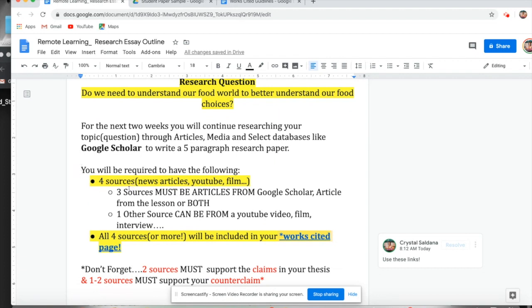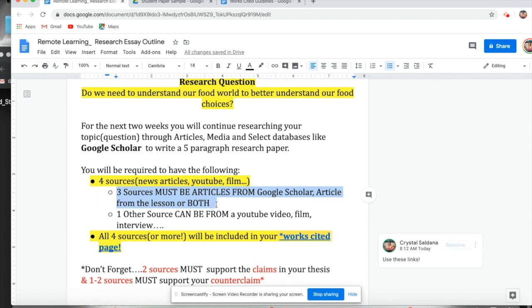The key things are you need 4 sources here. And you can use news articles, maybe even a YouTube film, whatever. I don't care. You can even use more sources, to be honest with you. But 3 of those sources, and I think this is the big part and why I'm only highlighting certain things, must be from Google Scholar or articles from the lesson, right?